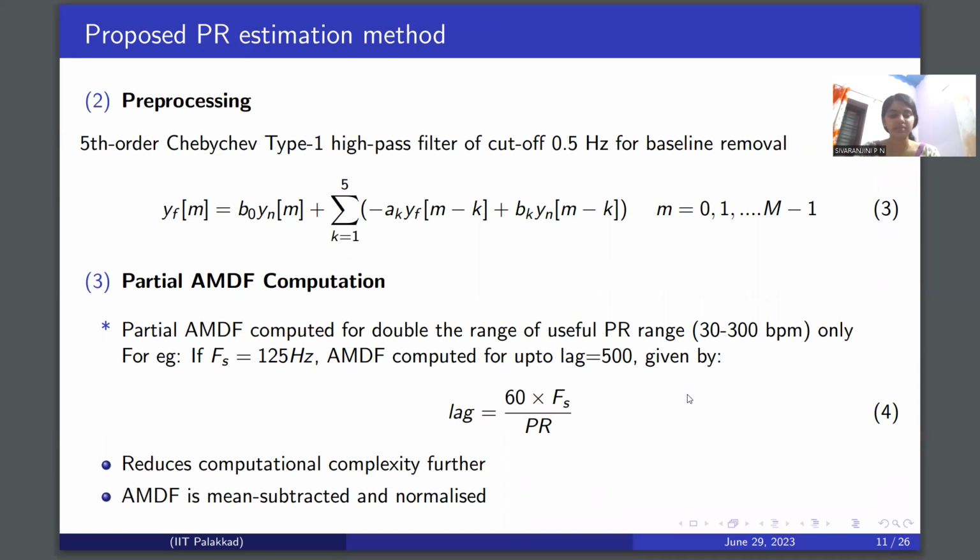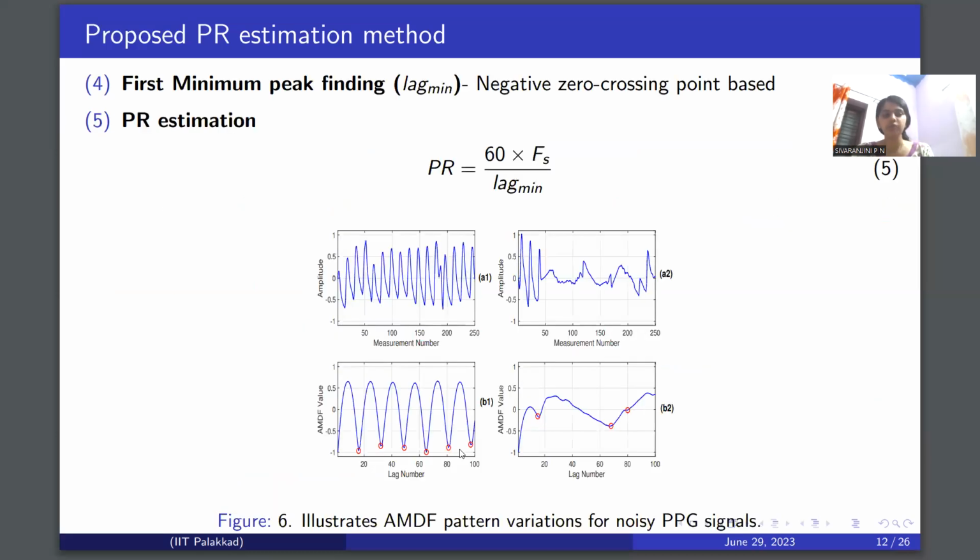The third step is the partial AMDF computation, wherein in the study we are using partial AMDF computation only, for a signal of any length. We will be computing the AMDF only for the useful pulse rate range of 30 to 300 beats per minute, that is found from the equation lag equals 60 times Fs divided by pulse rate. So this partial AMDF computation reduces the computation complexity.